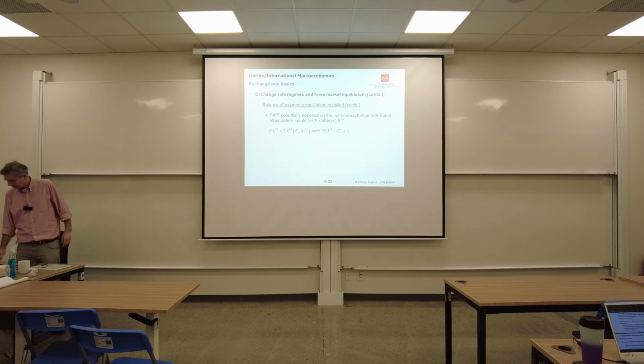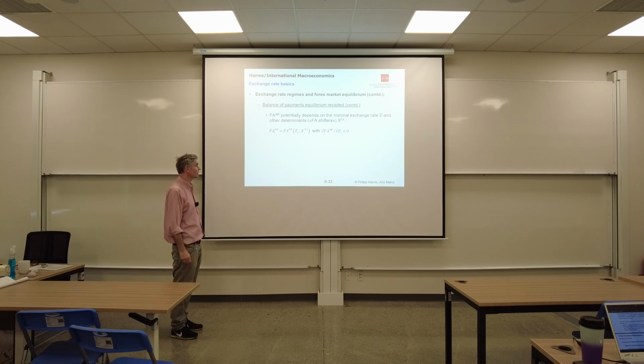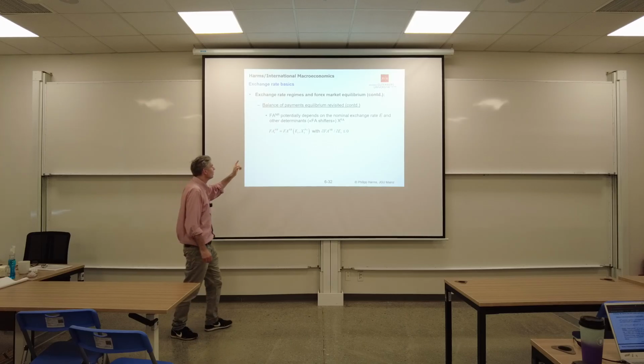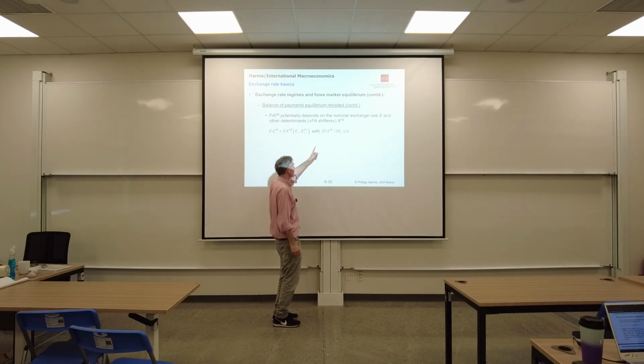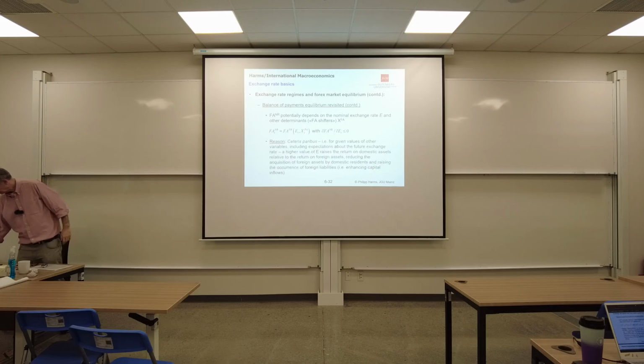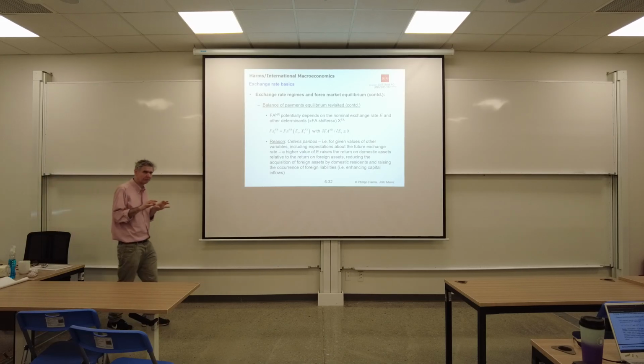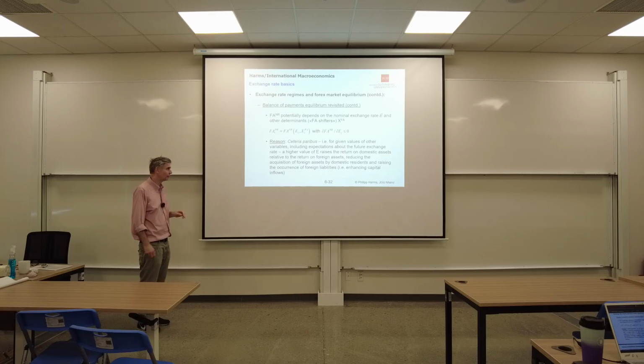Good. So FANR, the financial account outside the central bank, potentially depends on the nominal exchange rate, E, and other determinants, which we call financial account shifters. So we conjecture that this partial derivative is negative. Why should that be? Well, here's an argument that's a little bit shaky, but it's not completely implausible.